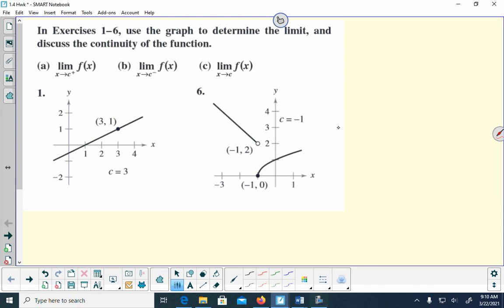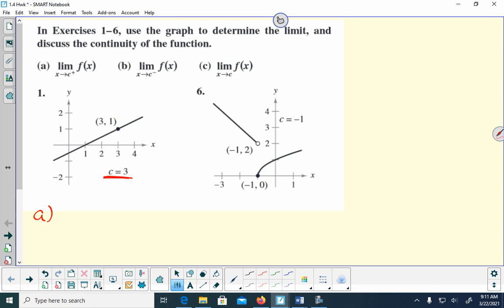I'm going to go over the homework from section 1.4, which is continuity and one-sided limits. So numbers 1 and 6, they want me to look at the graph and determine the limit and discuss the continuity of the function. So there's three parts: the limit as x approaches c from the right, the left, and then the limit overall. So number 1, c is equal to 3.